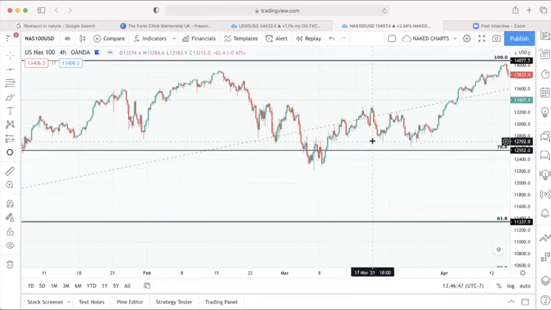Should we start the fib level for this uptrend at 12,722 or should we start it at the fib level?